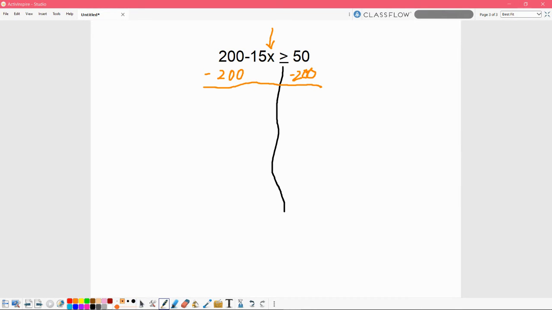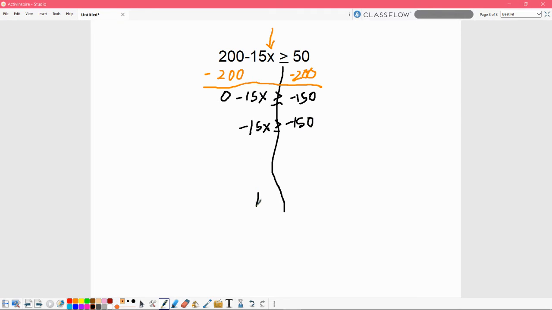So now I have my new equation. This makes 0 because 200 minus 200 is 0. I have a minus 15x. And instead of an equal sign, I'm going to have my greater than or equal to. And again, 50 minus 200, you can use the calculator if you need to. It's going to be negative 150. So my new equation is negative 15x is greater than or equal to negative 150.